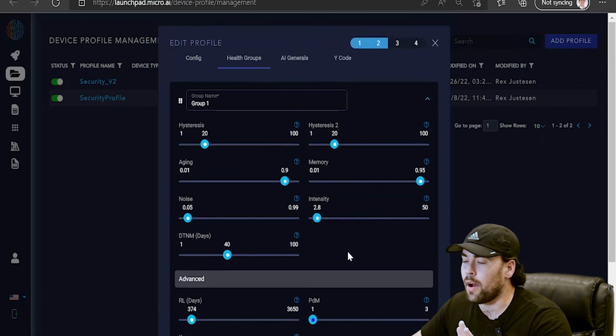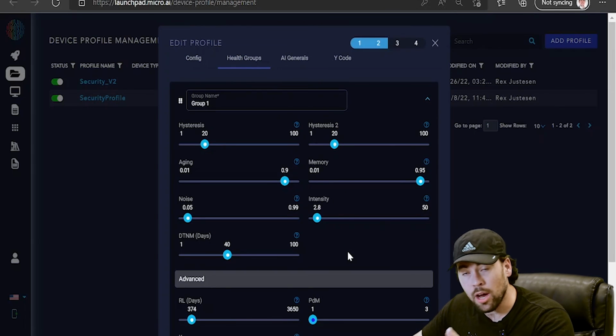Okay, but that is the parameters for health group in a nutshell. Hopefully this cleared some things up for you guys, and when you go into your Launchpad account and make a new profile and you are very familiar with your device, now you'll be able to tune it more to what your device's behavior is. And again, you can always retrain the model, you can always retrain the AI and change these parameters over and over again. It just makes a new configuration file that you have to download. So you can change it as many times as you want.